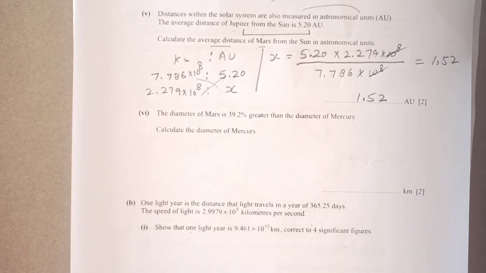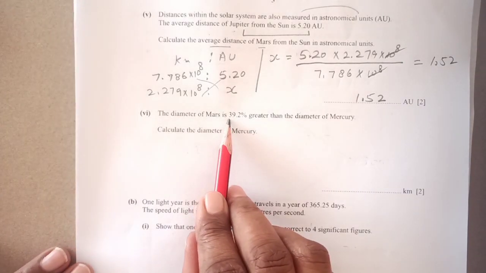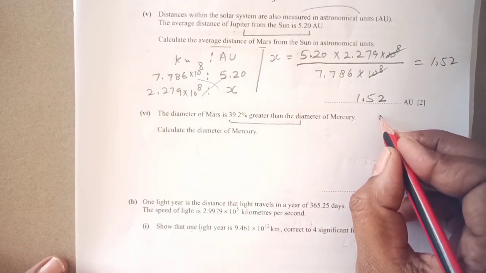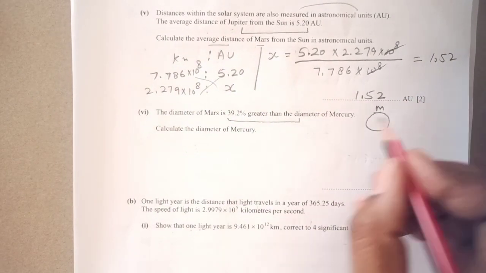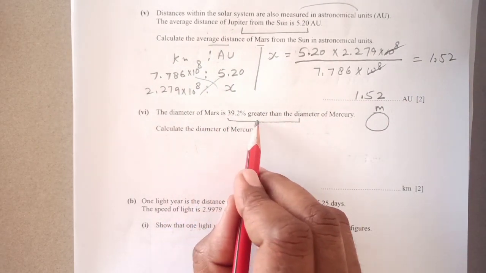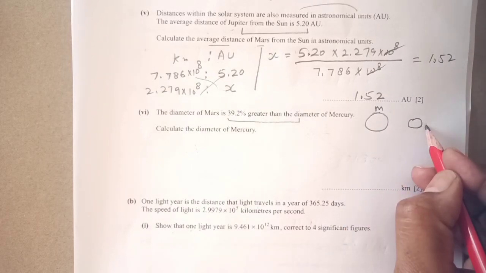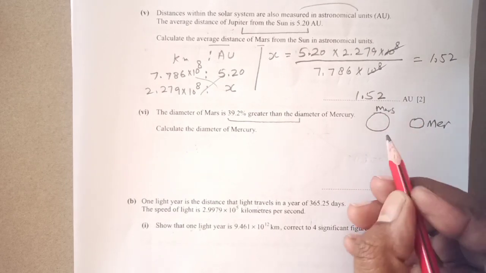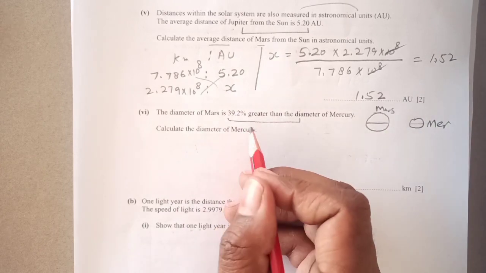Now part 6, the diameter of Mars is 39.2% greater than the diameter of Mercury, right? So let's say this is Mars. The diameter of Mars is greater, so Mars is bigger than Mercury. This is Mercury, this is Mars. So this diameter is greater than this diameter, by 39%.